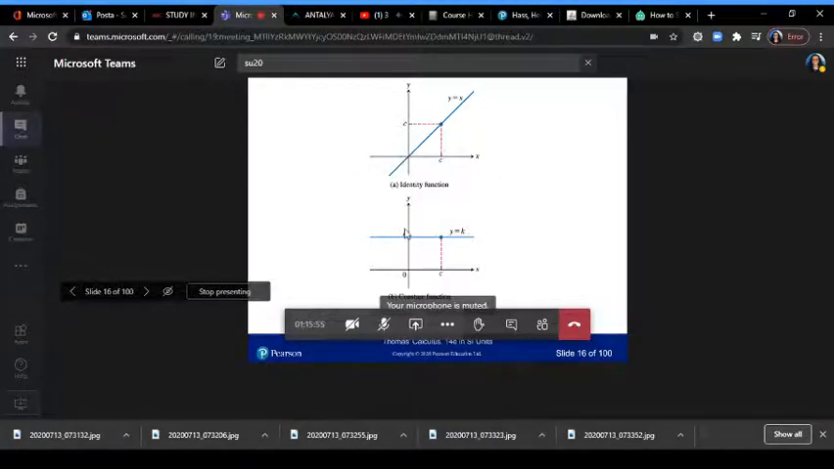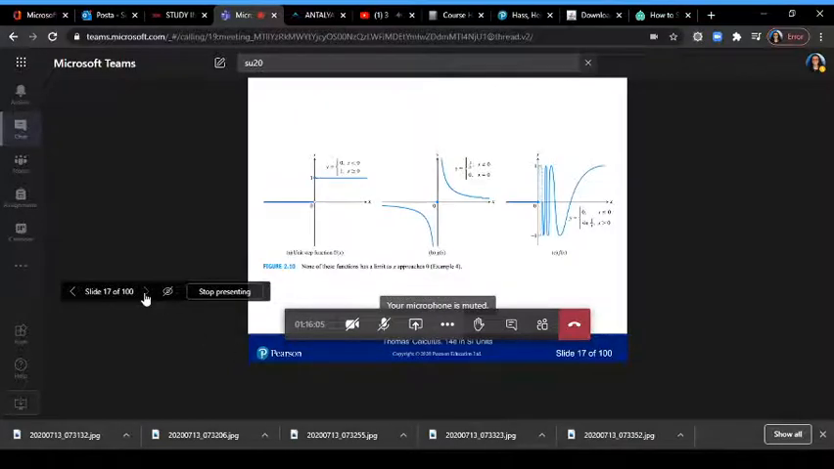These are all continuous functions, the identity function and the constant function. These are all continuous, so there are no breaks or jumps or anything in here. We are going to talk about them too.